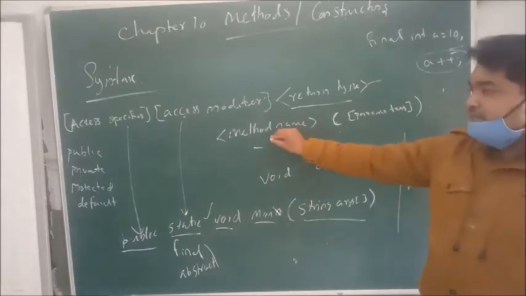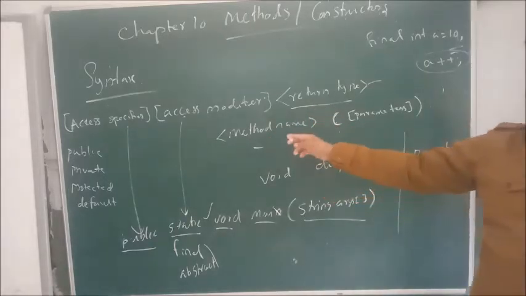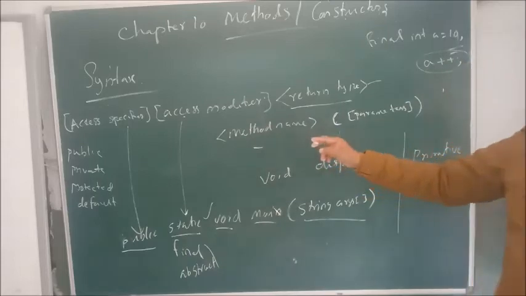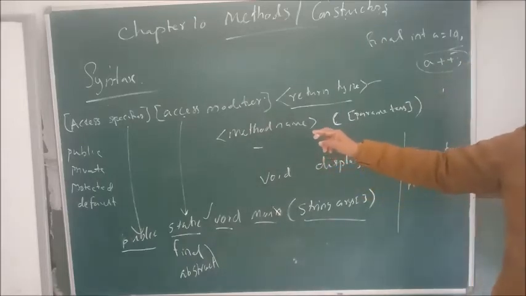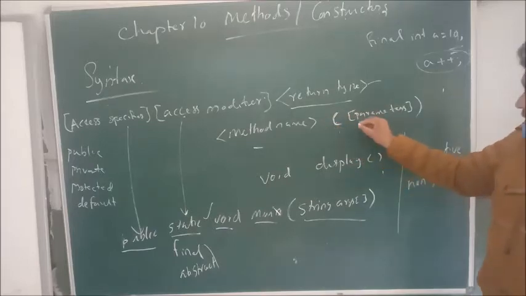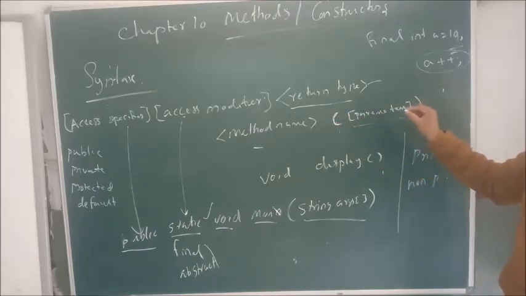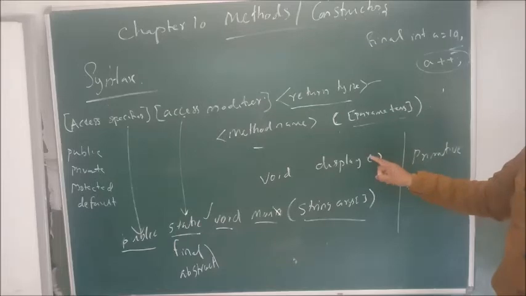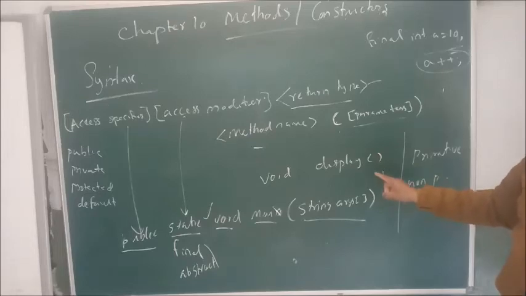Then method name. For creating the method name we follow the identifier rules, the rules for creating the identifiers. Then we have the parameters. So a function or a method can be created without parameters or with parameters. Okay.